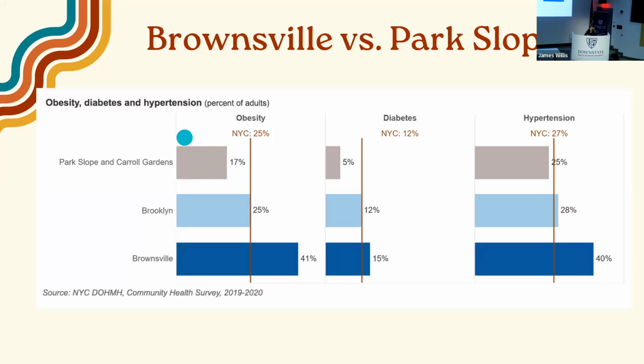I wanted to compare Brownsville and Park Slope because Brownsville was a historically redlined community. I didn't choose Flatbush because it wasn't redlined, so I wanted to look at Brownsville, which is both a majority Black community now and was a redlined neighborhood. And Park Slope we know to obviously be a more affluent white neighborhood. We see significant differences in obesity rates, diabetes rates, and hypertension. People in Brownsville are suffering from significantly higher rates of these diseases.